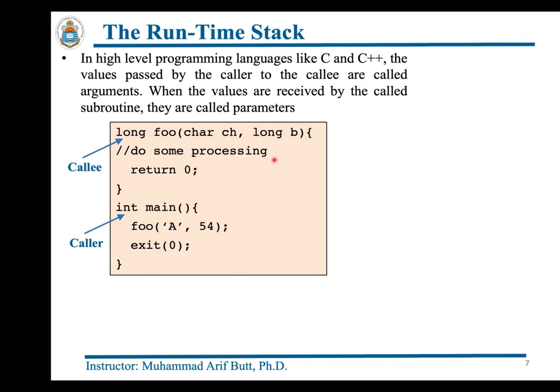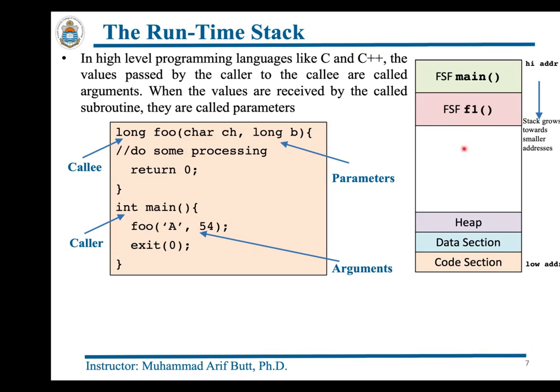Okay, dear students, consider this C program having two functions, main and foo, where main is the caller and foo is the callee. Well, over here the values passed by the caller to the callee are called arguments. So the foo function is passed 2 arguments, and once these arguments are received by the callee, they are called parameters.